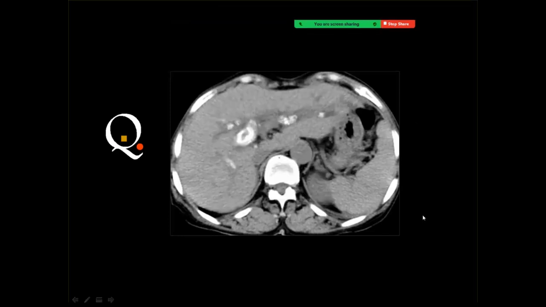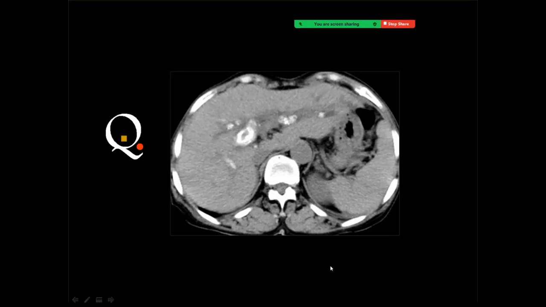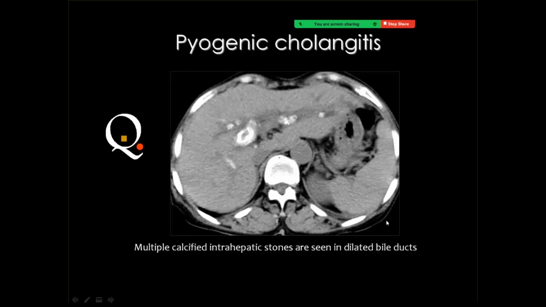Sclerosing cholangitis. Sclerosing cholangitis is sometimes associated with stones in the dilated bile ducts, as you can see here. But the history is required to diagnose sclerosing cholangitis. The patient may have another disease like ulcerative colitis and so on. But the presence of calculi inside the dilated biliary radicals is much, much more common in pyogenic cholangitis. So if you don't have the history, you should diagnose pyogenic cholangitis. If you have the history that the patient had other autoimmune diseases, then you can suspect the possibility of sclerosing cholangitis.